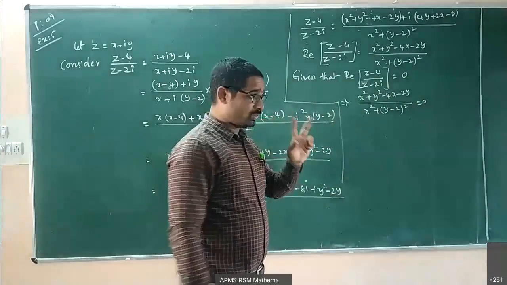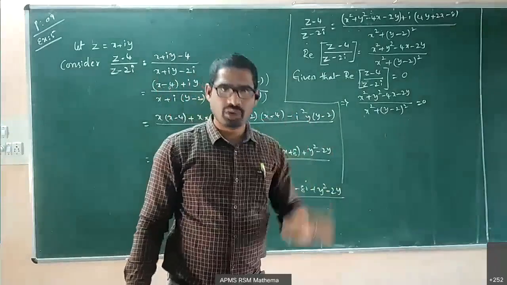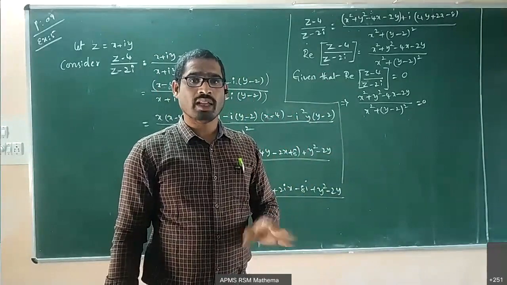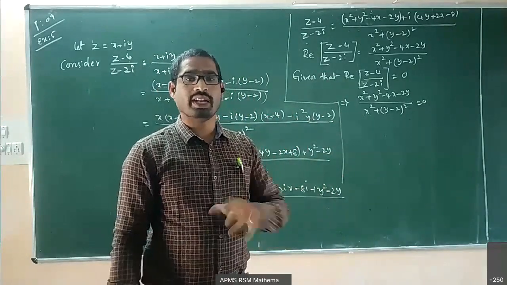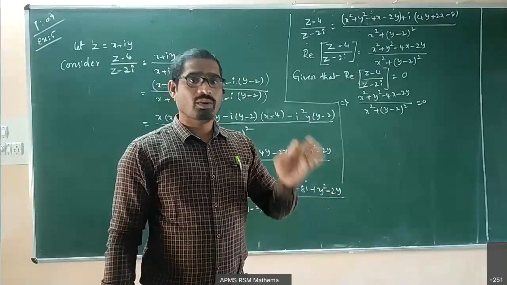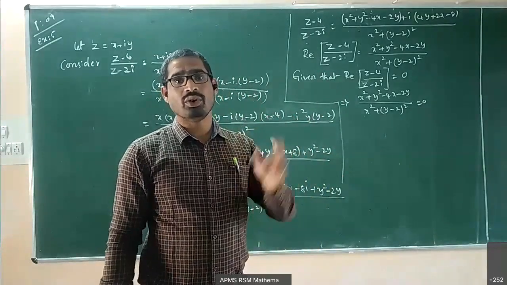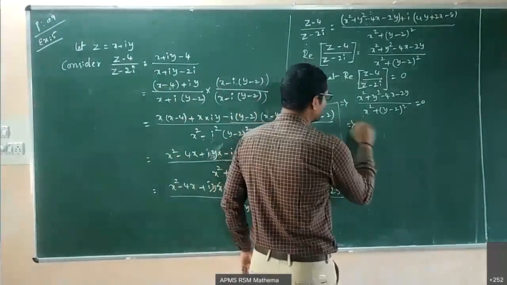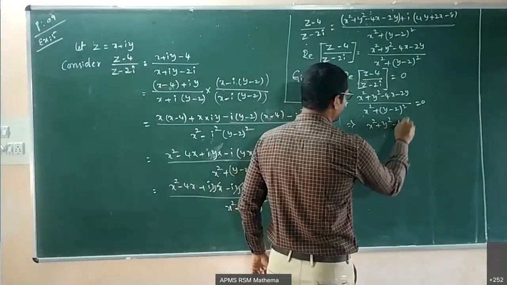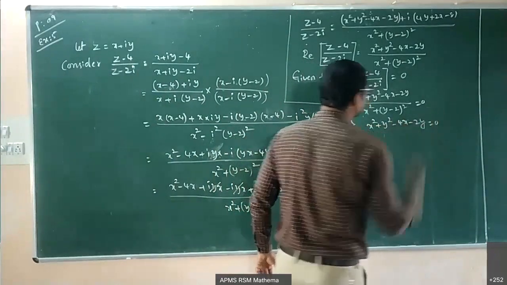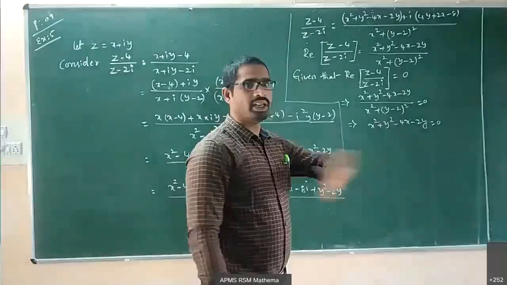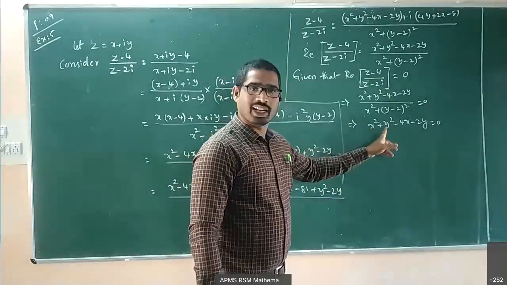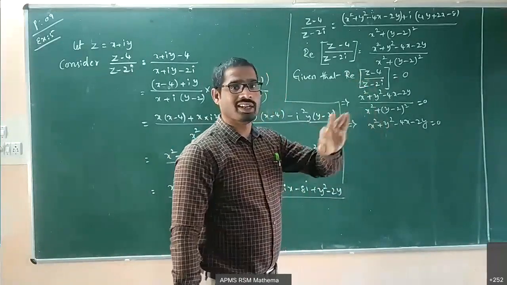Now, if a fraction is becoming 0, if the denominator becomes 0, then it will lead to infinity, meaning you cannot define that. So obviously, if a fraction is 0, the numerator has to be 0. Which implies x square plus y square minus 4x minus 2y is equal to 0, because the denominator cannot be 0. So this is the equation we arrive at when we use the given condition.